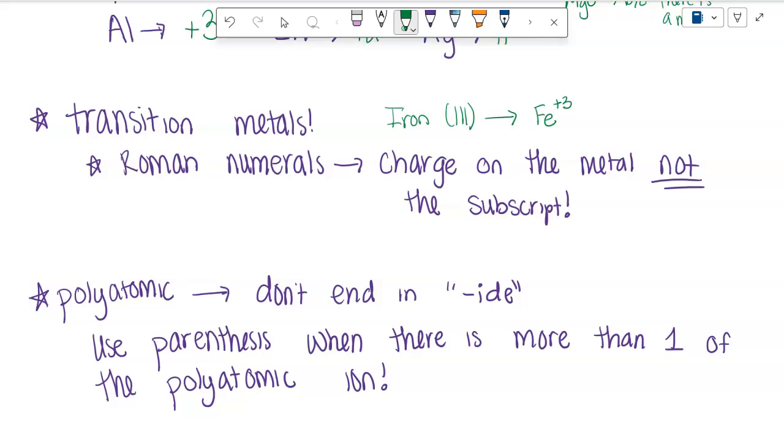Finally, when I look at polyatomic ions, my hint is that it doesn't end in "ide." It's going to end in something like "ate" or "ite." That's not that IDE. We're always going to use parentheses when there is more than one of the polyatomic ion. So when you do your crisscross method and you have to put a subscript that's not 1 on your polyatomic ion, that's when we're going to use those parentheses. So let's go ahead and practice this together.